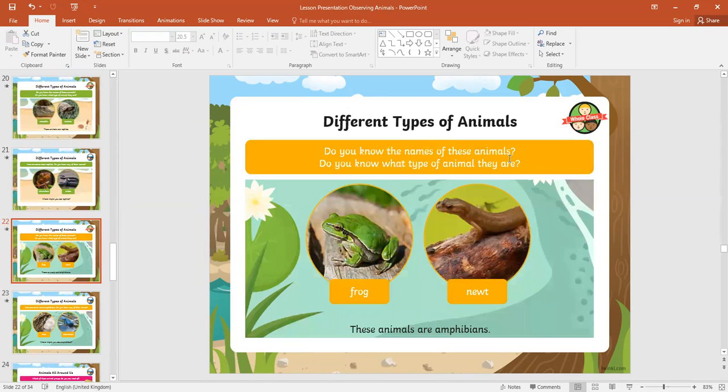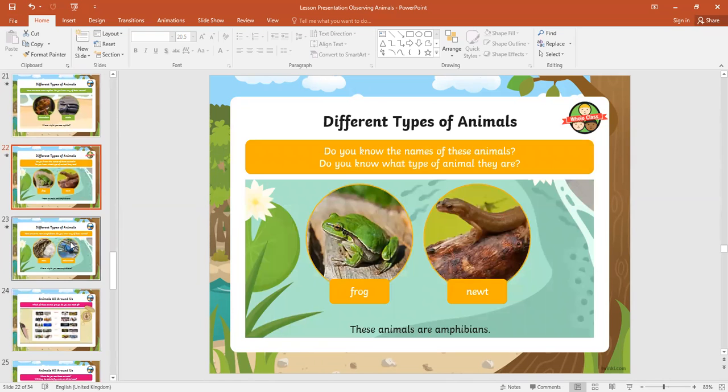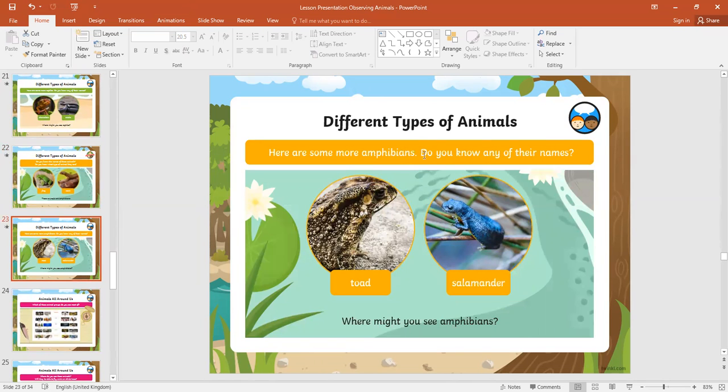Do you know the names of these animals? Do you know what type of animal they are? This is a frog, and this is a newt. These animals are amphibians. Here are some more amphibians.